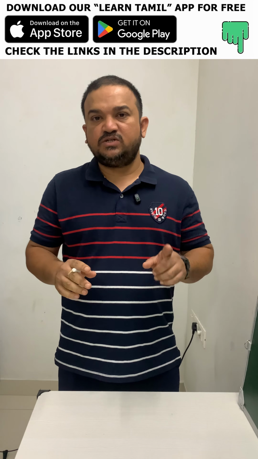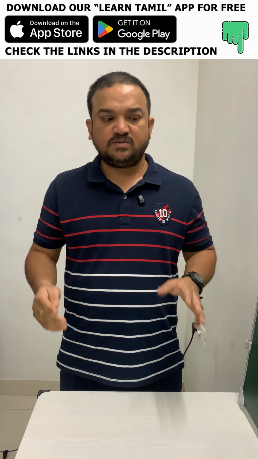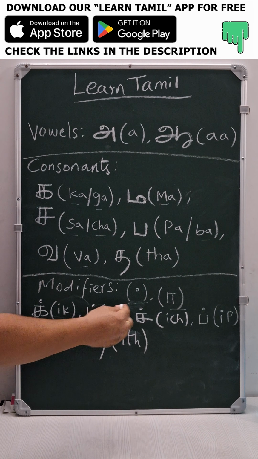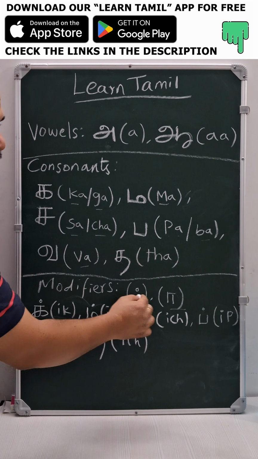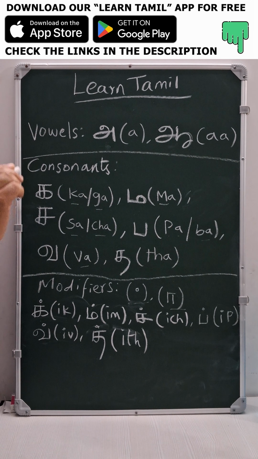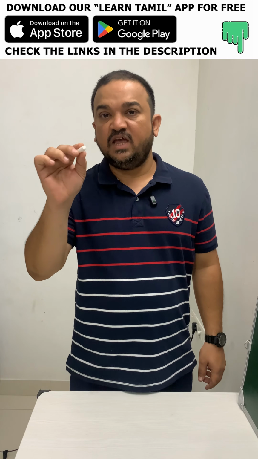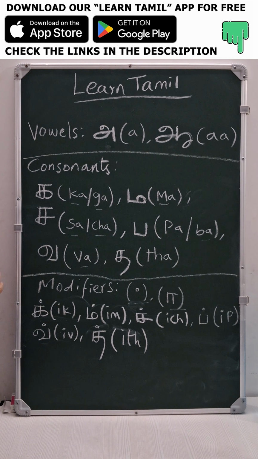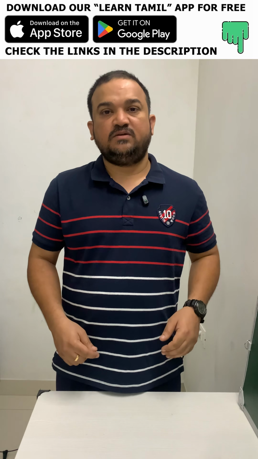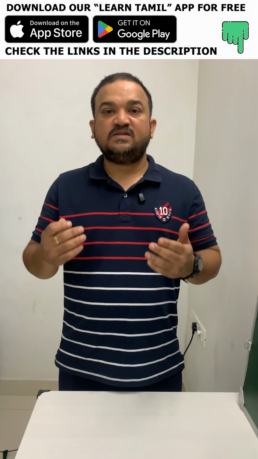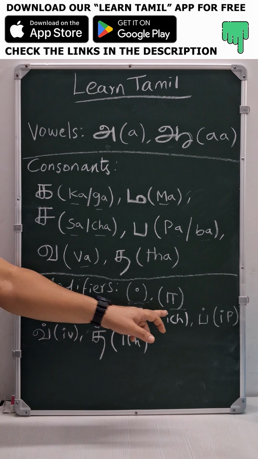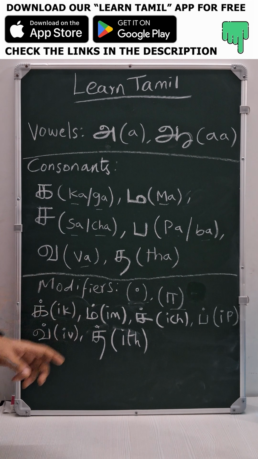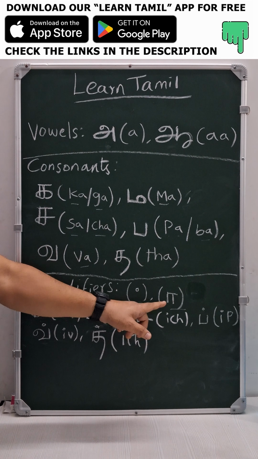I'm going to only teach 2 modifiers. There are other modifiers, but let's stick with these 2 today. This is called Pulli, a dot. A dot is called Pulli in Tamil. And this letter is called Kaal. Kaal is literally supporting leg, so it's a supporting letter. First we'll see the Pulli, which is the dot, and then we'll move to the Kaal.